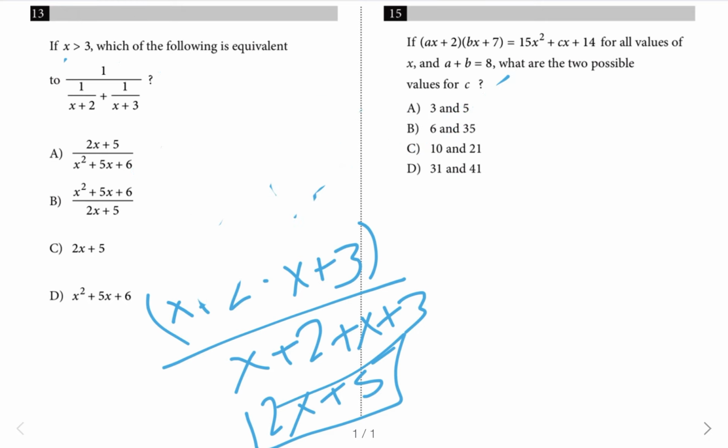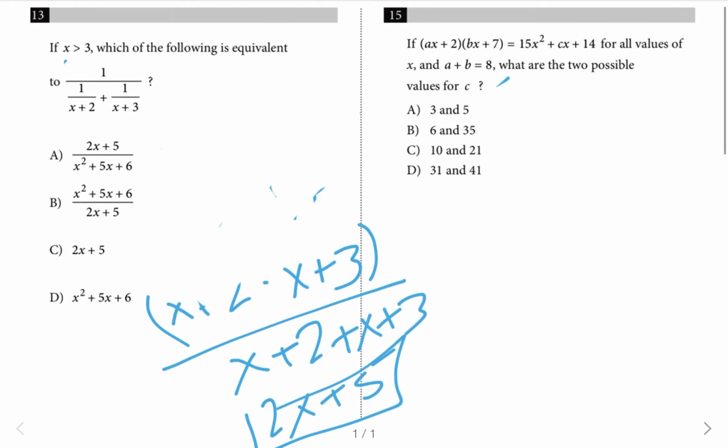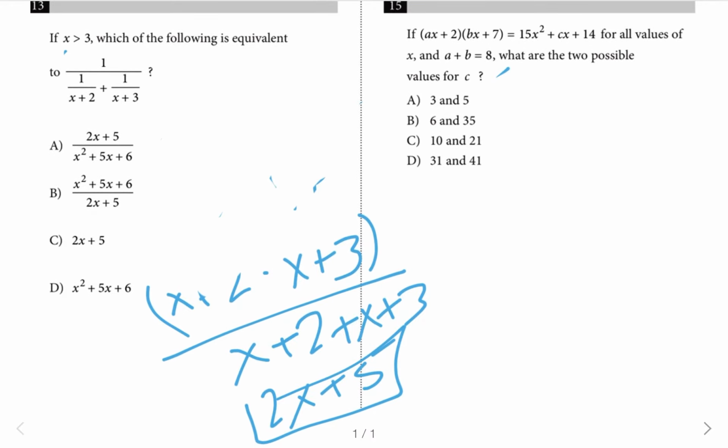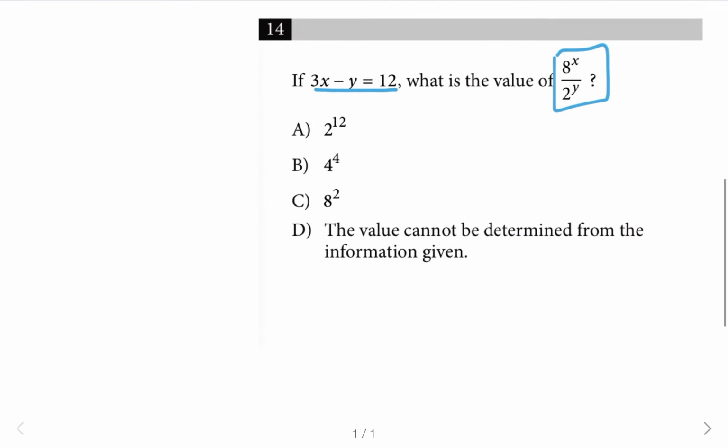Now that we established that 2x plus 5 has to be on the denominator, we look at our answers. We know it's not D or C. The only one with 2x plus 5 in the denominator is B. So the answer is going to be B. Let's look at question 14.